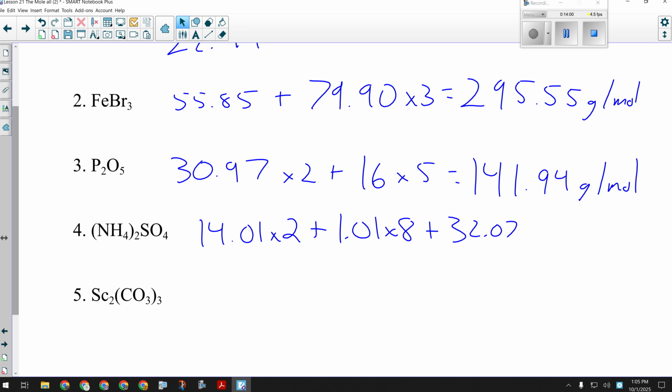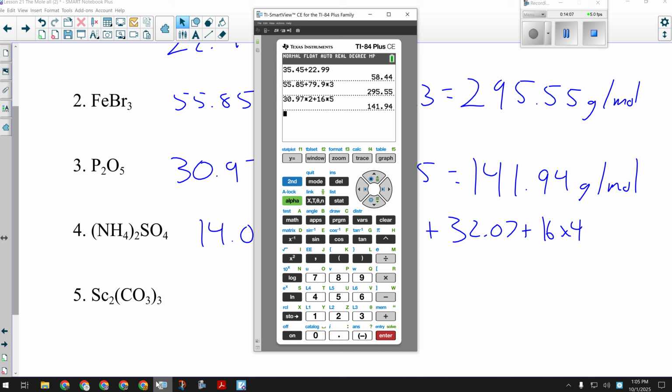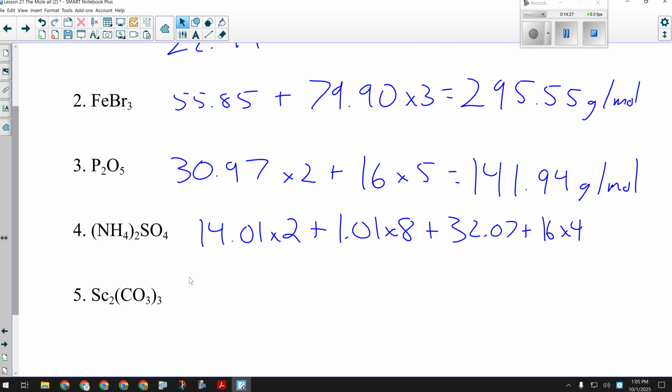Okay, so 32.07. And how many oxygens? 4. 16 times 4. Okay, element by element is the only way you do it. It doesn't matter how crazy the stuff gets. 14.01 times 2 plus 8.08, the 8 hydrogens, plus 32.07 for the 1 sulfur, and then plus the 4 oxygens. Okay, so 132.17 grams per mole. Okay, questions on that one?